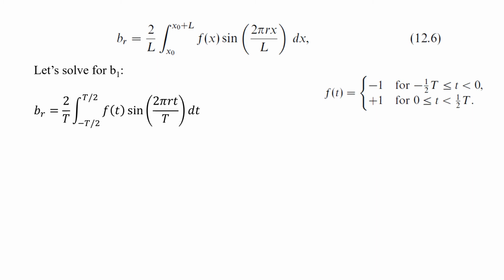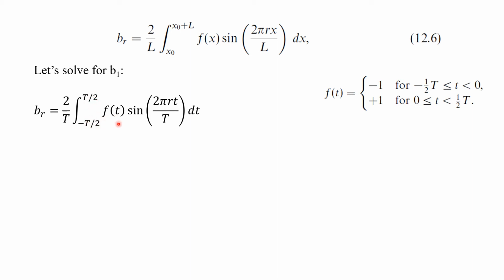But first, let us rewrite your b_r in terms of the given conditions for your square wave. So again, we have this one here. These are the given equations. So you have your f of x is equal to -1 for this condition here, and it's equal to +1 for this condition here. So rewriting this one, where your L now this time is equal to T, your period, your b_r is equal to 2 over T times the integral from -T over 2 to T over 2, because as you can see here, the function is defined from -T/2 to T/2. So this will now be our new limits of integration.